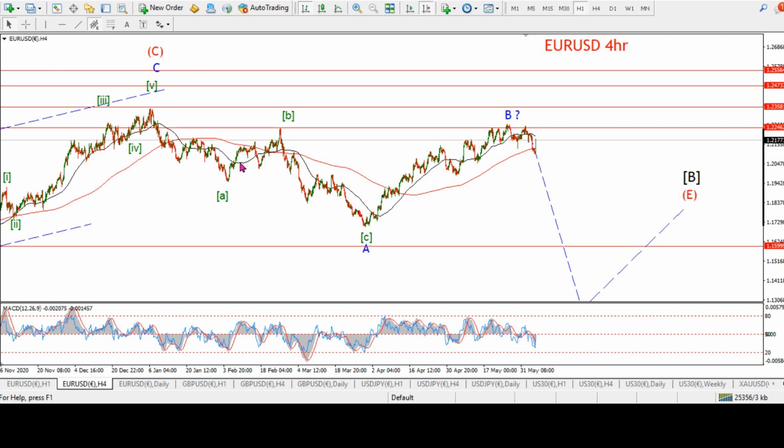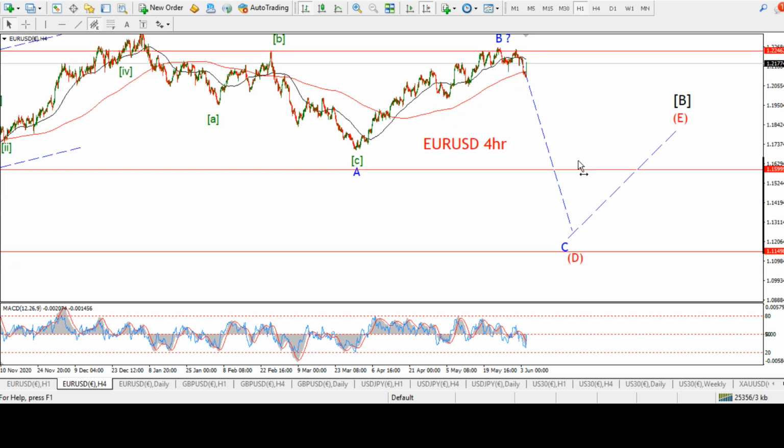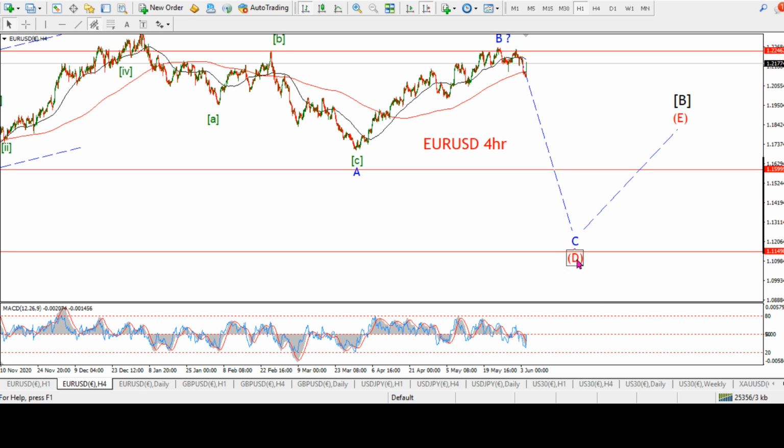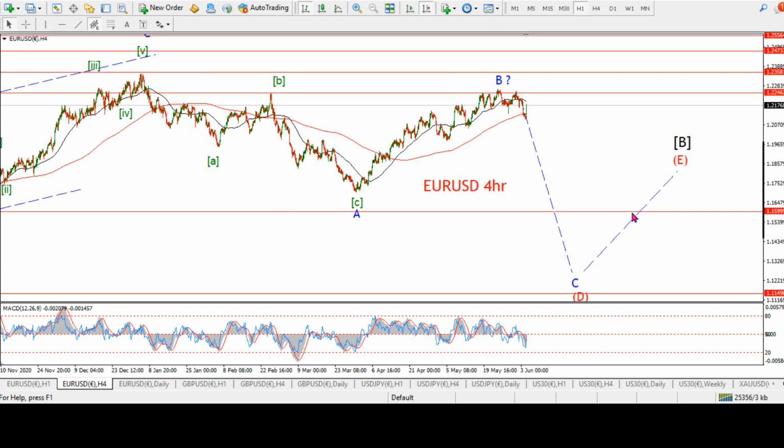First of all, 4-hour chart. I have long been looking for a C wave down to begin, so an ABC down. This is within the context of a developing triangle. So ABC, so 3 waves down in A, 3 waves up in B, and then wave C down should be a 5-wave affair, and that'll complete wave D of the triangle. So that's the 4-hour chart.